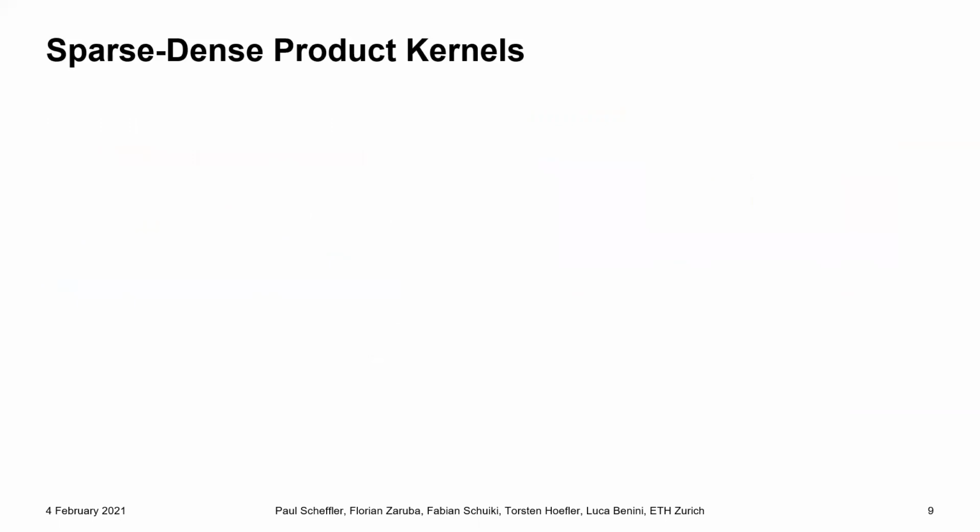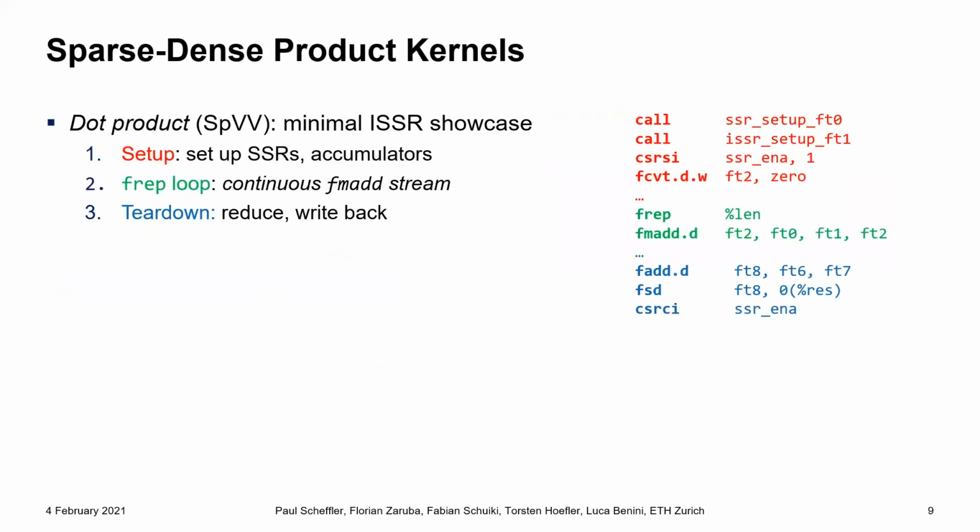So now let's talk about our sparse-dense product kernels. The simplest case is obviously a dot product between a sparse and a dense vector, or SPVV as we call it, which in assembly is shown here on the right. There are 3 phases. First, a setup phase where we program the SSRs through a memory mapped register interface and set up some accumulators to work on. Then simply our FREP loop, which continuously executes the fmadd instruction and also takes care of staggering our accumulator registers so we don't have false dependencies between the same accumulation register over and over. And then finally a teardown step, which reduces these accumulators and writes back the result. And finally disables the SSR redirection.